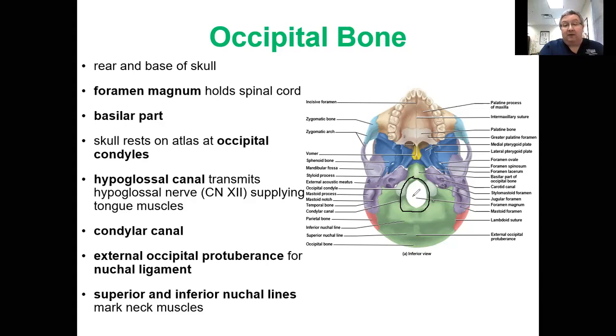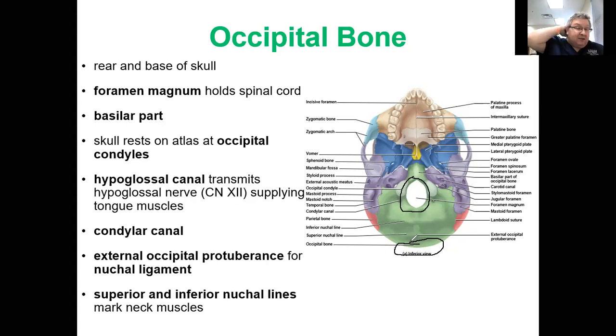The other part that you're going to need to know is the external occipital protuberance. And I described that yesterday as the bump on the back of your head. Now, that area of the occipital bone is where the upper trapezius muscle has its origin. So the upper trapezius, part of the large trapezius muscle, actually starts on the external occipital protuberance. And it's really important that you know that.